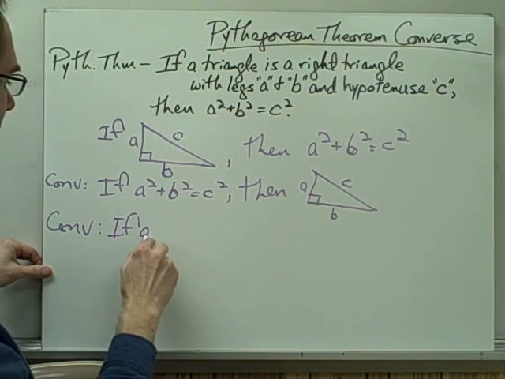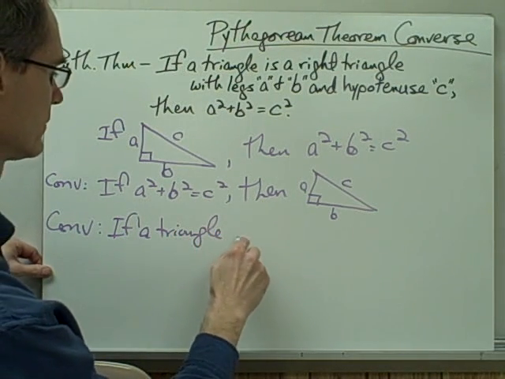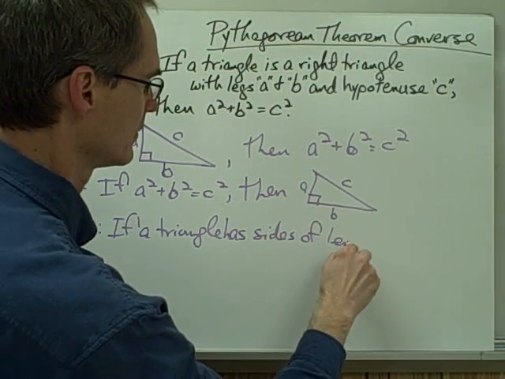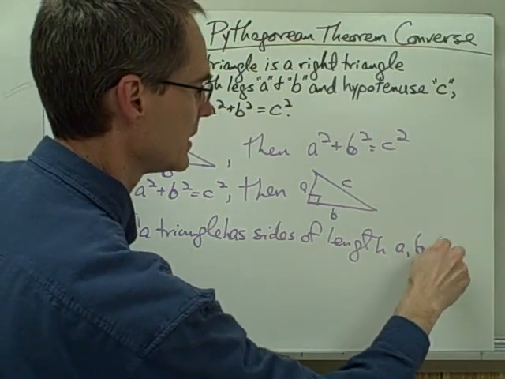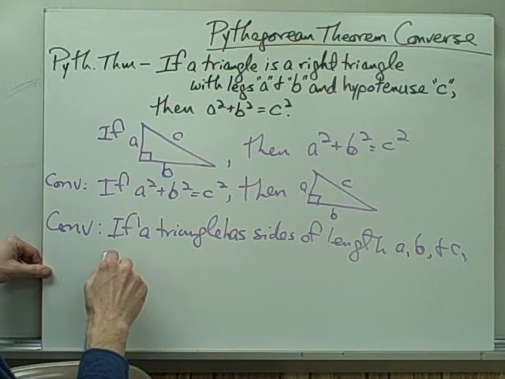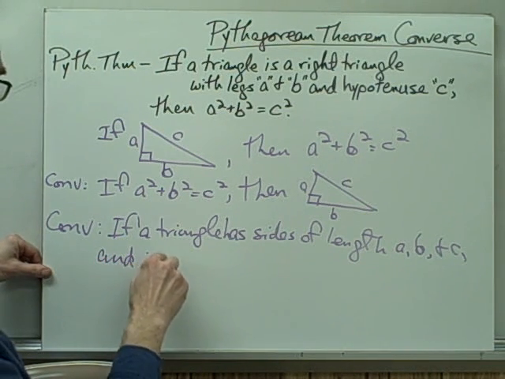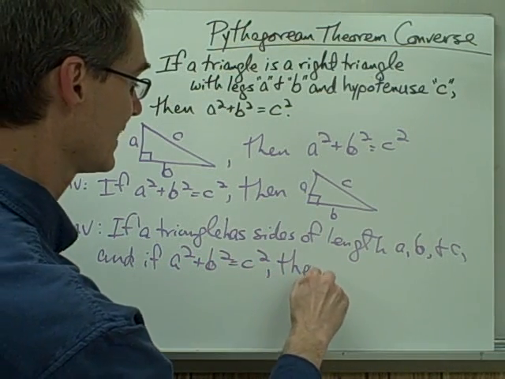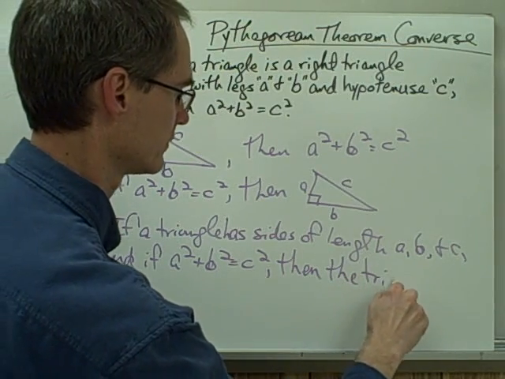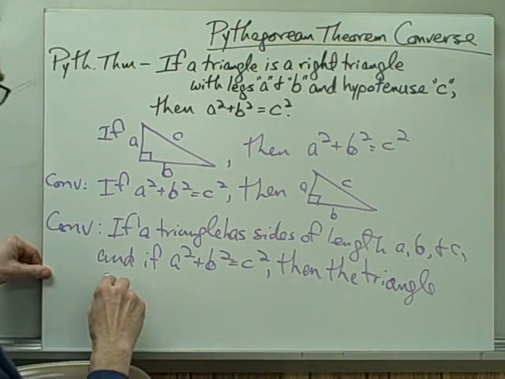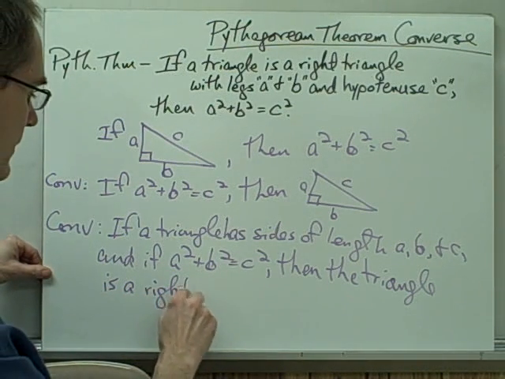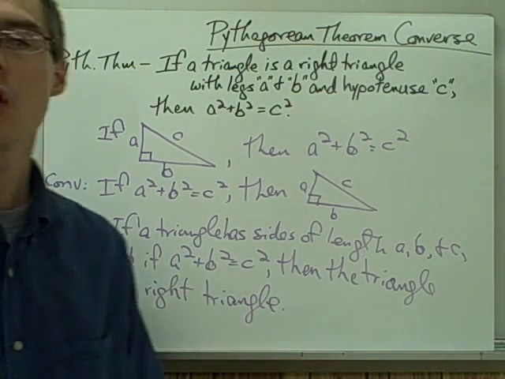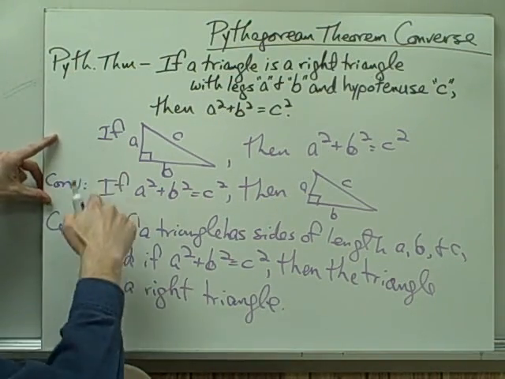We'd say, if a triangle has sides of length a, b, and c, and if a squared plus b squared equals c squared, then the triangle is a right triangle.